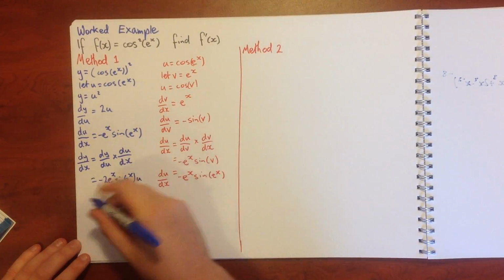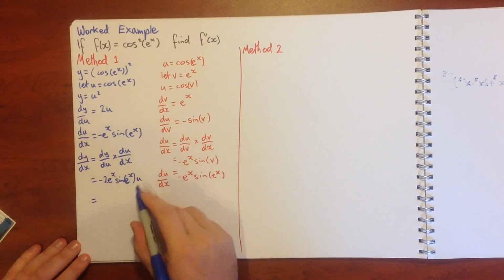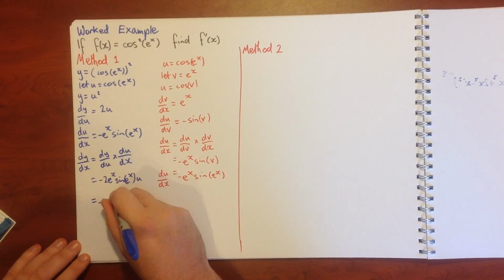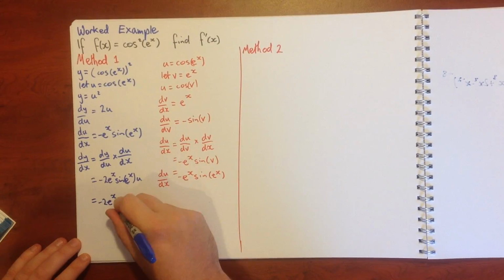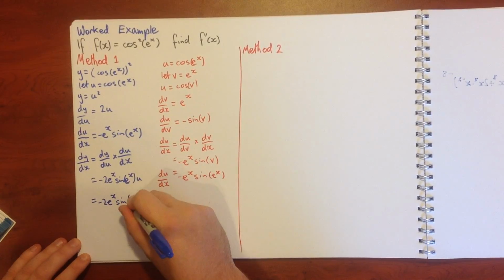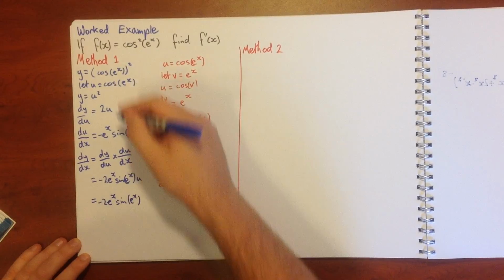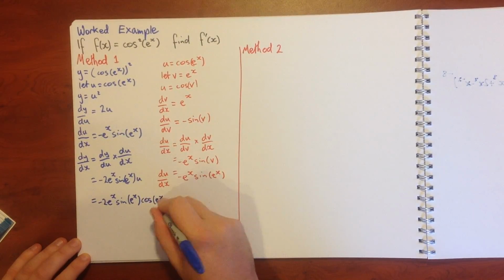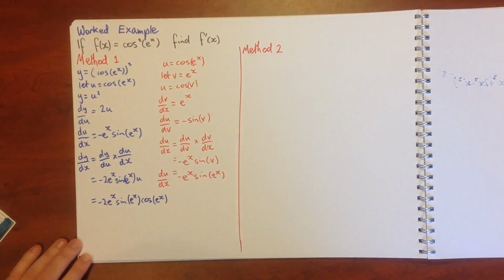Okay, so we'll keep moving. We can put our u back in now. So we've got negative 2 e to the x sine of e to the x, and our u was equal to cos of e to the x. Okay, and we're done. We're finished for that one.